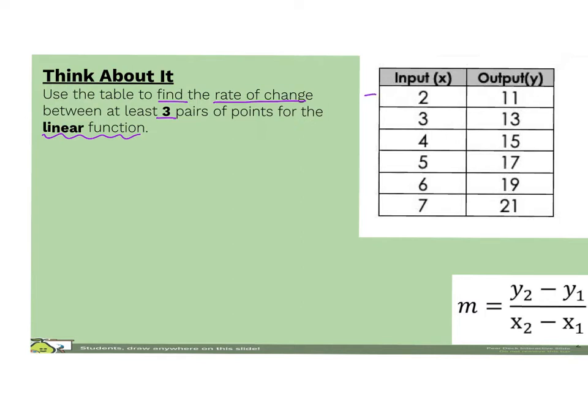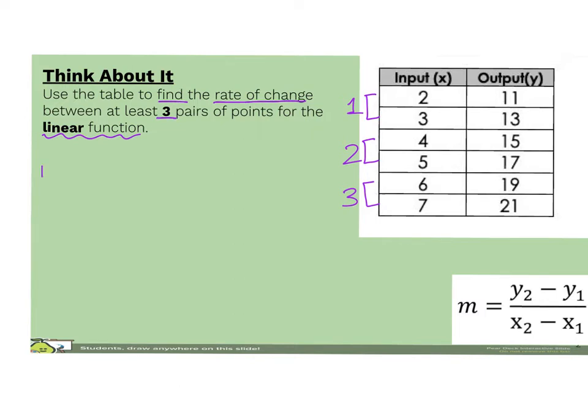So I'm going to use these 2 points for my first slope, these for my second, and these for my third. You can use whatever combination you want. Like you can use the first point and the last point. It doesn't matter. I'm just using these.